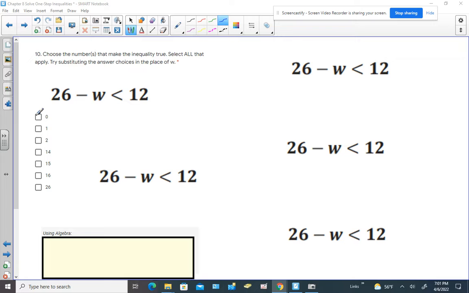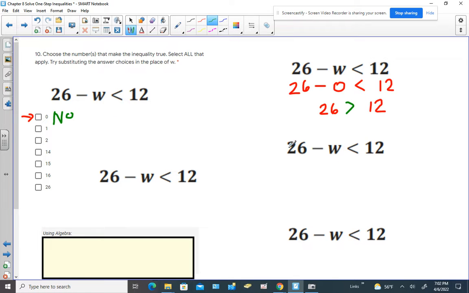So if we go through each choice and we substitute in each suggested number in the place of W to see if it's true, let's start with this value right here, 0. If we do 26 minus 0, is that going to give us a value that's less than 12? If we do 26 minus 0, isn't that going to be 26? Is 26 less than 12? It's not, right? It would be greater than. So that's going to be a no, because it's not a true statement unless we replace it with the green instead of the red value.